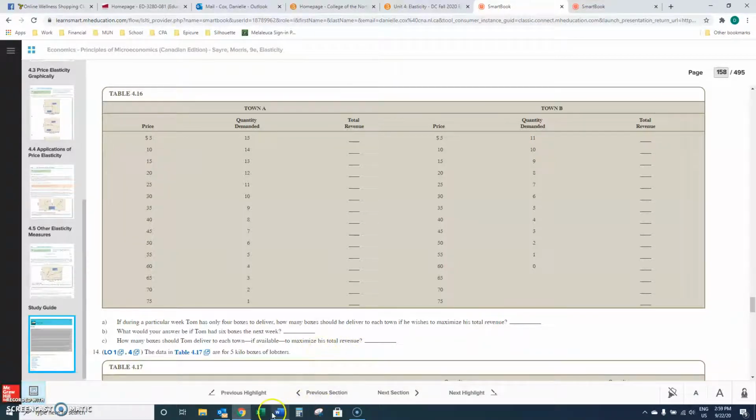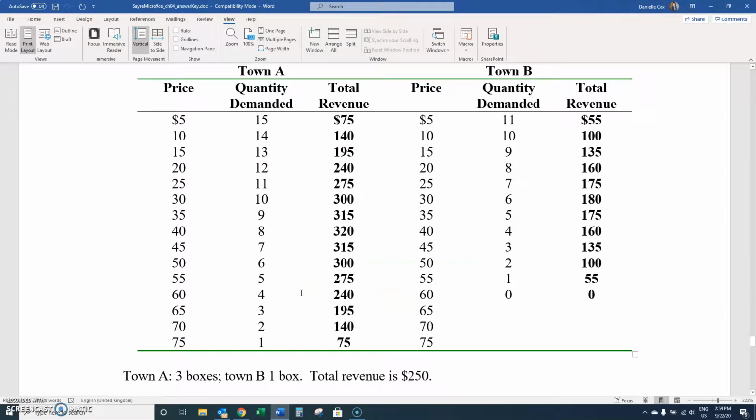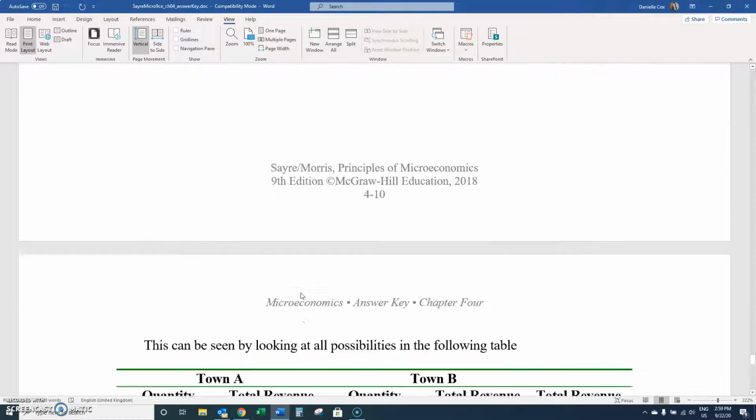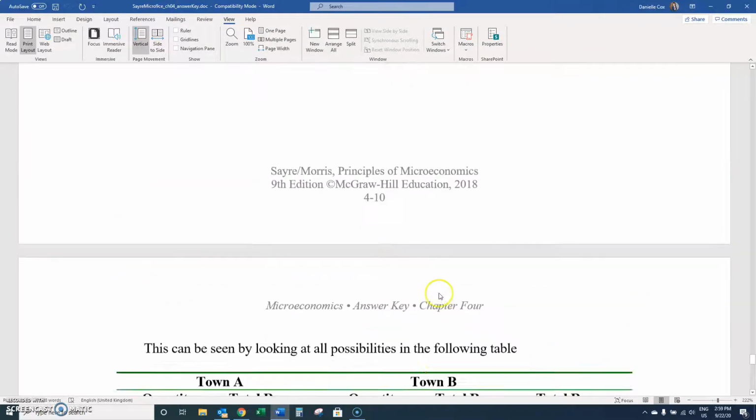The solution, go back over here, number 13. The solution posted just says town A 8, town B 6, so he should deliver 8 to town A and 6 to town B for a total revenue of 500.